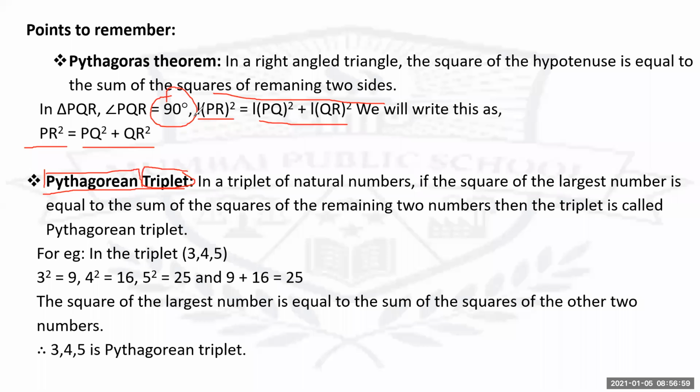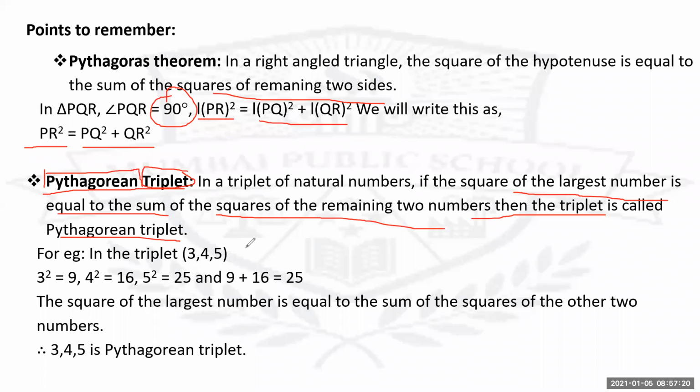Now check, the largest side of a right angle triangle is what? It is the hypotenuse. Is this clear? So when you consider the three numbers, the largest of those numbers you have to take aside. So the square of the largest number is equal to the sum of the squares of the remaining two numbers. Then the triplet is called the Pythagorean triplet.